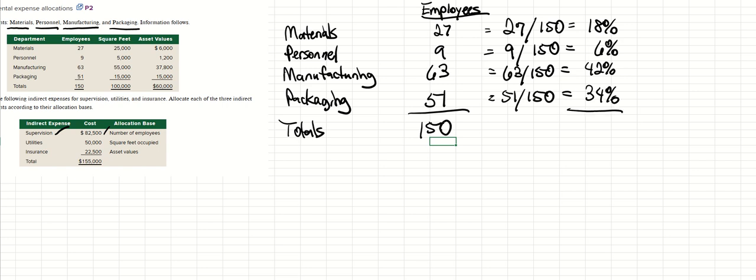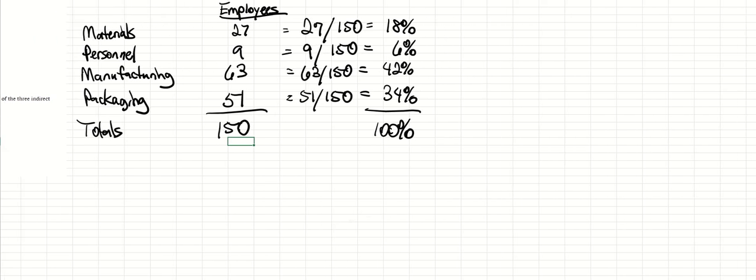So just to do a check, make sure that these percentages equal to 100. 18 plus 6, that's 24. 24 plus 42, that's 66. 66 plus 34, yep, that's 100%. So this lets us know that we are going to account for all 100% of the cost of $82,500 that went towards supervision in each department. So now I'm going to go over here and I'm going to now allocate the $82,500 in costs that went towards supervision to materials department, personnel department, manufacturing department, and packaging department.